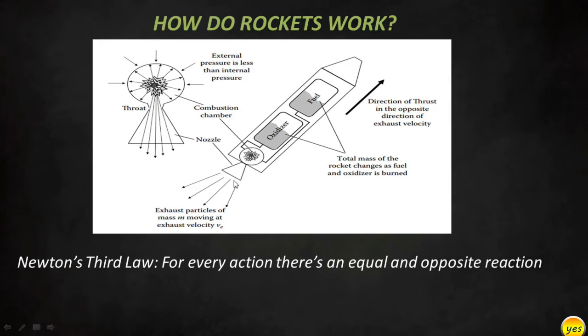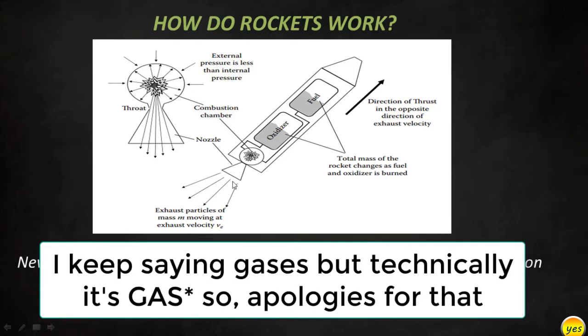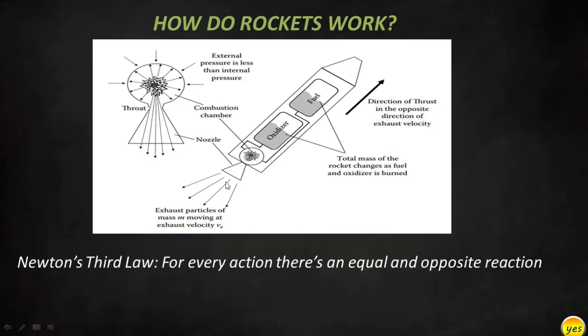And now we're talking about exhaust gases. Once those exhaust gases leave the nozzle, we're talking about an action here. So that is the action: the gases getting out of that nozzle. As they come out of that nozzle as an action, we will get a reaction, which is of course the lift up of the rocket. And this is basically how rockets work.